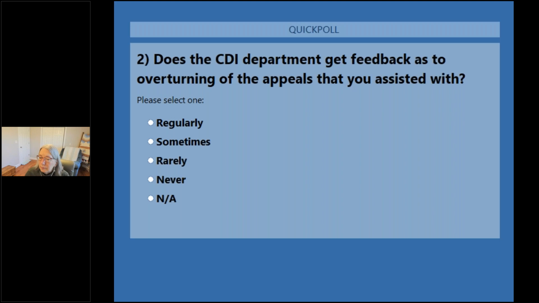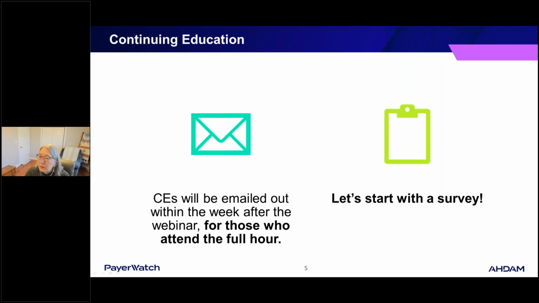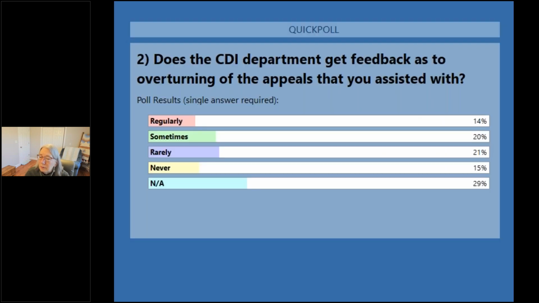Okay, let's close that one, look at the results. So regularly, sometimes, rarely, never. It's kind of spread out across the whole gamut of responses there. Okay, we've got one more question.